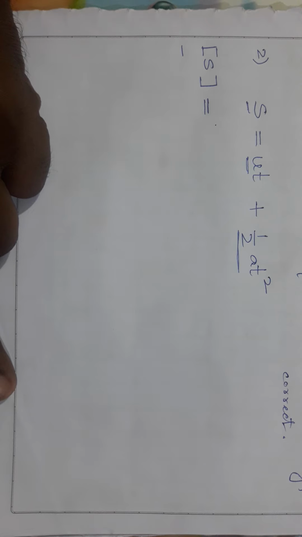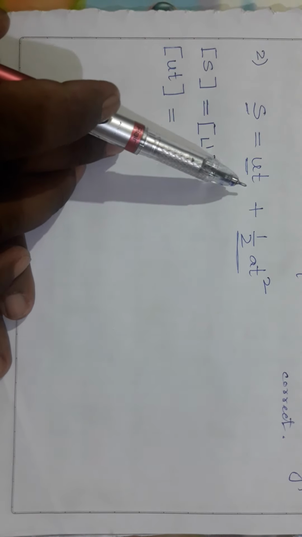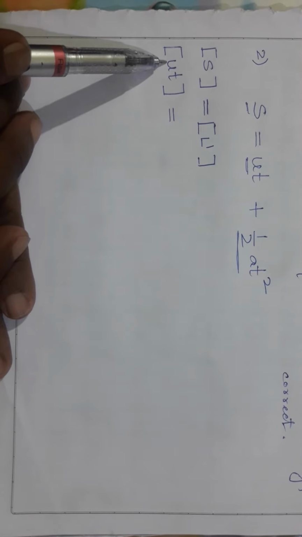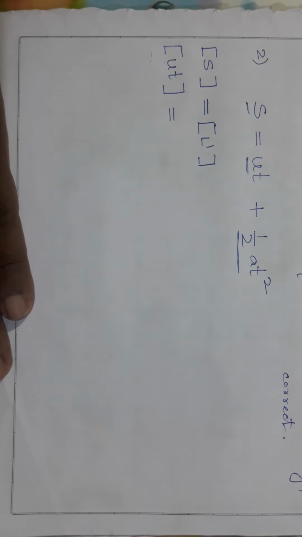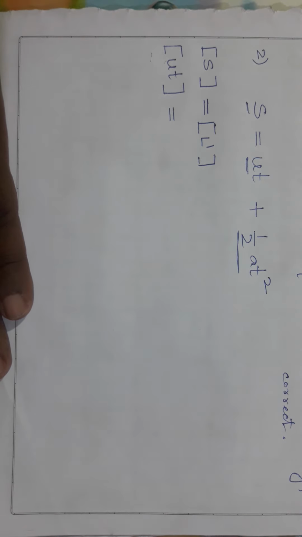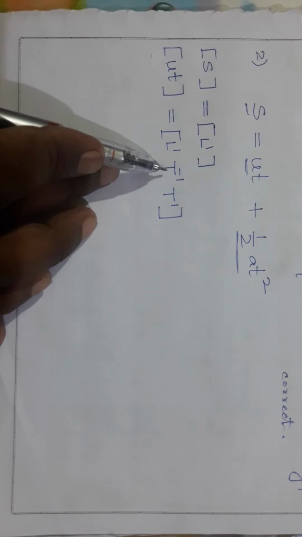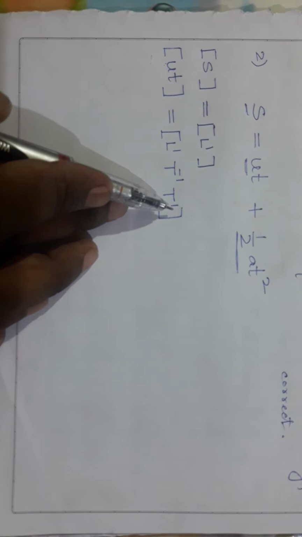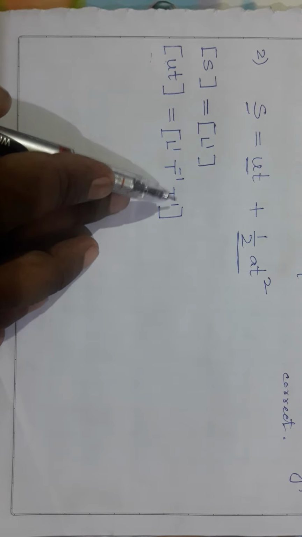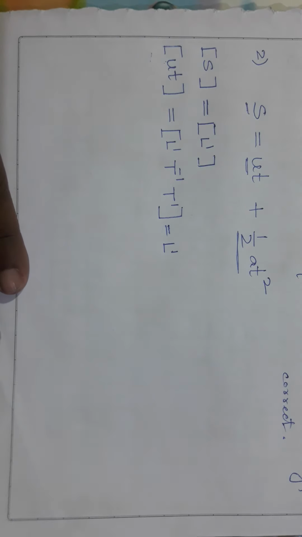S is displacement, so its dimension is L1. The second term is ut. Here u is velocity, so L1 T minus 1, and t is time, T1. So the powers will be added up, minus 1 plus 1 cancel, so it is simply L1. The third quantity is this, half at squared.